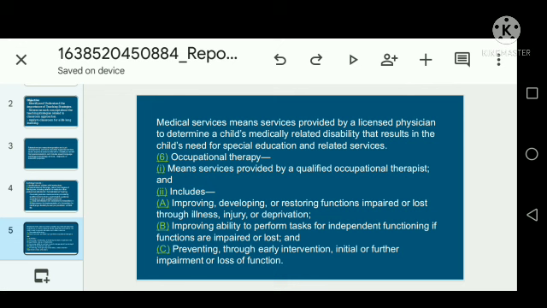And we have also the occupational therapy. So it means services provided by the qualified occupational therapist. Ang iyang trabaho is to include improving and developing or restoring function impaired or lost through illness, injury, or deprivation. So that is the service nga mahatag sa occupational therapy. And it also helps to improve ability to perform tasks for independence functioning if functions are impaired or lost.